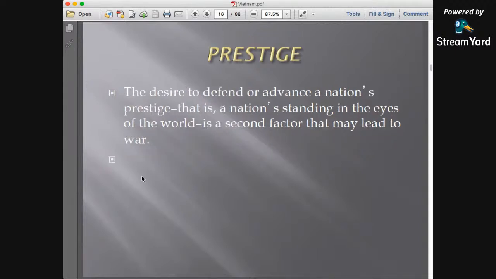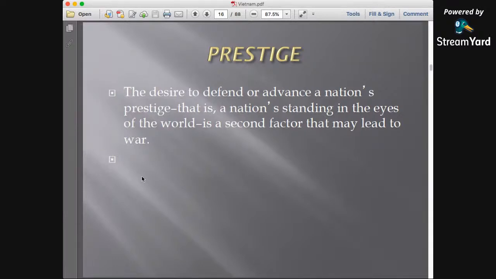The second one is prestige. The desire to defend or advance a nation's prestige, that is, a nation's standing in the eyes of the world. So how do you look in the eyes of the world is very important. This is a second factor that could lead to war. Oftentimes, if you see other nations trying to vie for power, you'll see them build up in a certain area of the world. A lot of times they're saber rattling, especially in the Cold War.